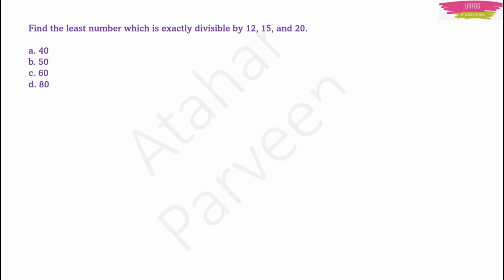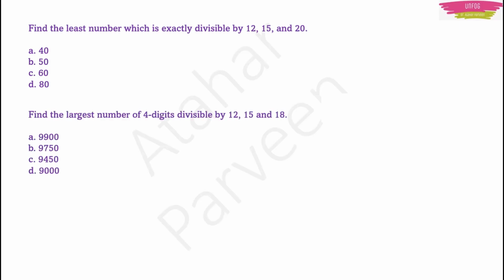Next, this type of a question also may be asked. Find the least number which is exactly divisible by 12, 15 and 20. Whenever you get this word least, LCM should come to your mind. Least number means they are talking about LCM. I want you all to calculate LCM for 12, 15 and 20 and let me know the right answer in the comment section. The right answer will be among these 4 options. I am waiting for your comments. I will not solve this sum here. I will move on.